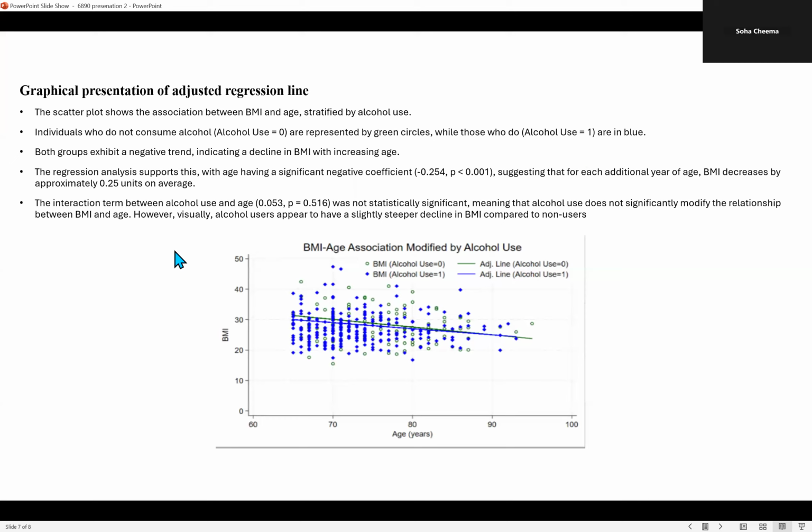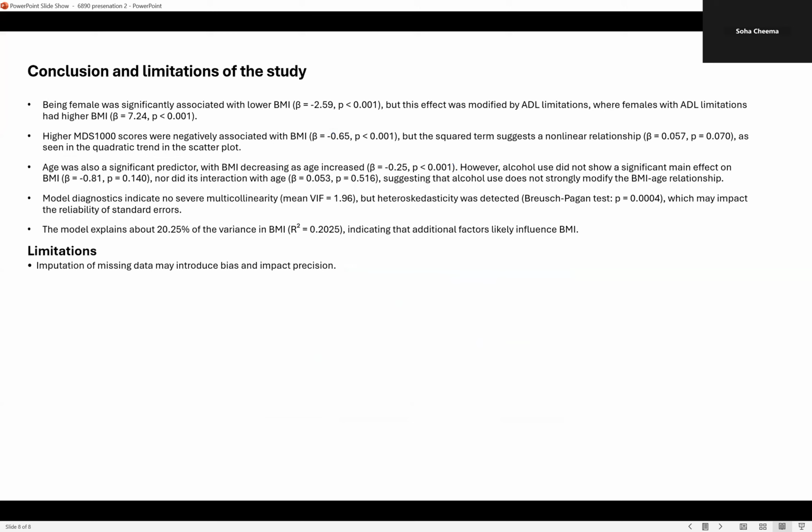The interaction term between alcohol use and age was not statistically significant, meaning that alcohol use doesn't significantly modify the relationship between BMI and age. However, visually, alcohol users appear to have a slightly steeper decline in BMI compared to non-users.